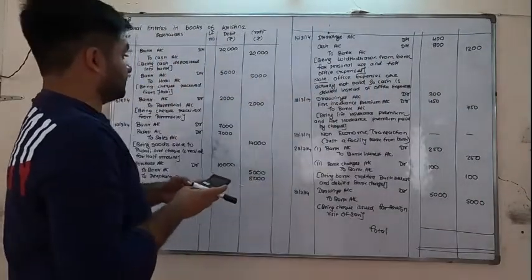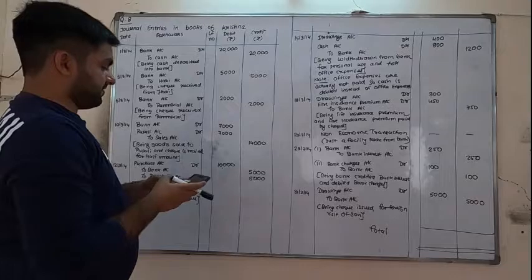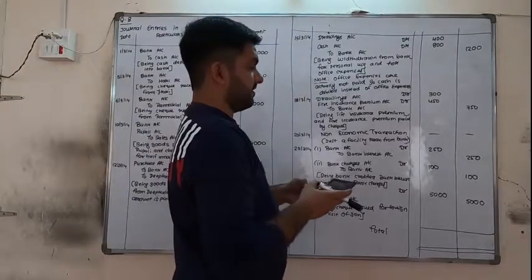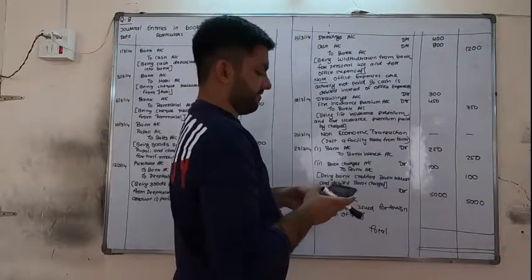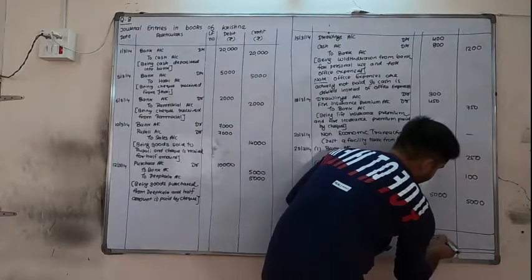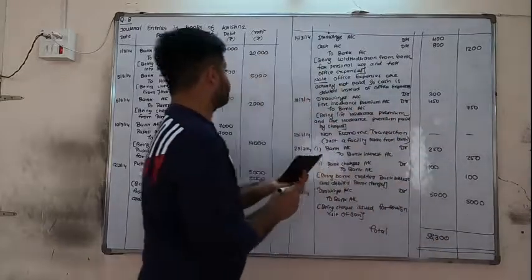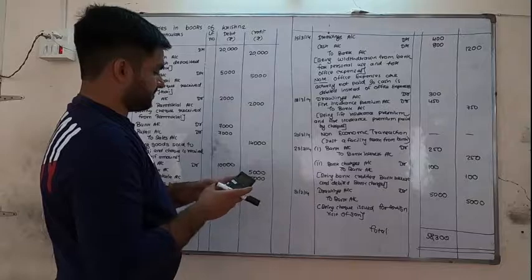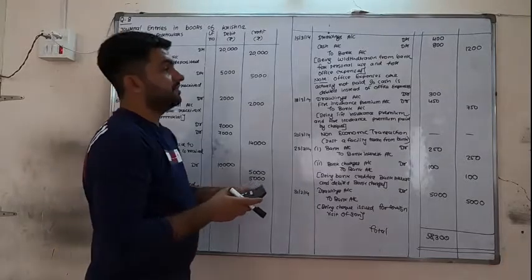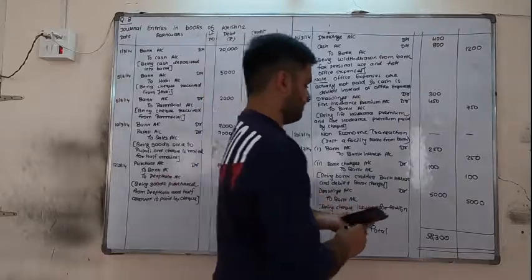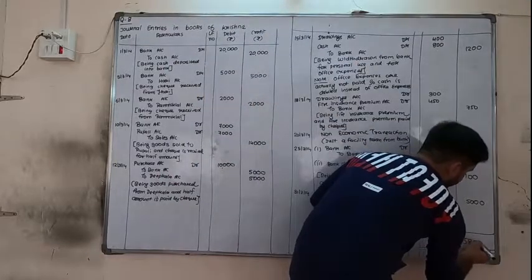$20,000, $5,000, $2,000, $7,000, $7,000, $10,000, $400, $800, $300, $450, $250, $100, and $5,000. Total $58,300. $20,000, $5,000, $2,000, $14,000, $5,000, $5,000, $1,200, $750, $250, $100, and $5,000. Total $58,300.